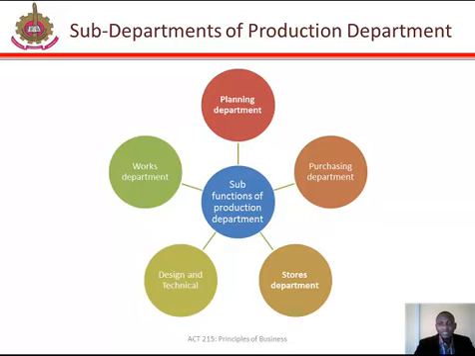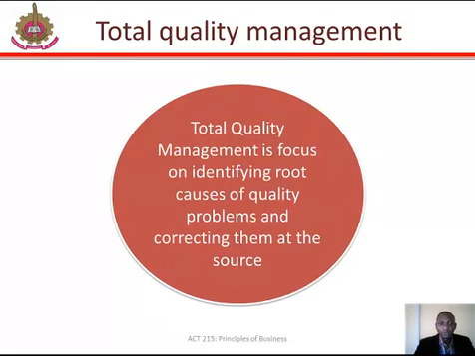The last department is the works department. They are concerned with manufacture of products. This will include the maintenance of production line and other necessary repairs. The works department may also have responsibility for quality control and inspection.